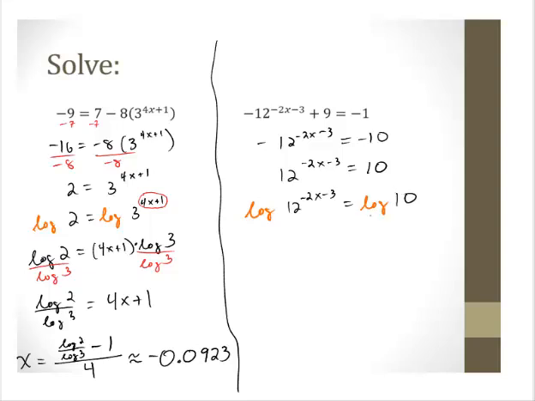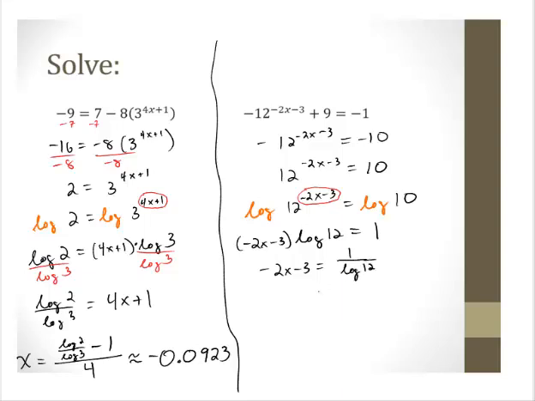Now, notice that the log of 10 is just 1, isn't it? Alright, that's the common logarithm. The log of 10 is 1. Using my power property, I can write this as negative 2x minus 3 times the log of 12 equals 1. Again, the log of 10 is 1. Now to solve for x, first thing I'll do is divide by log 12. So negative 2x minus 3 is 1 over the log of 12.